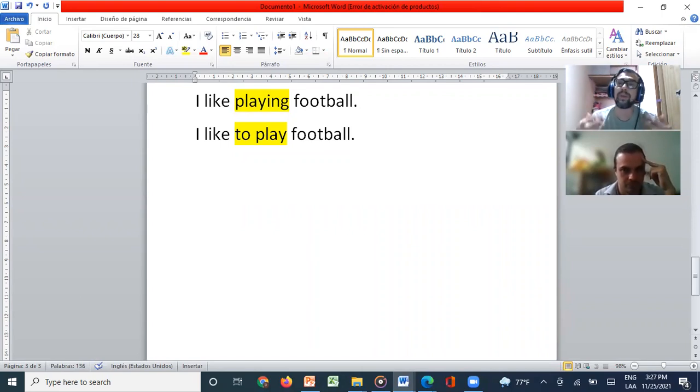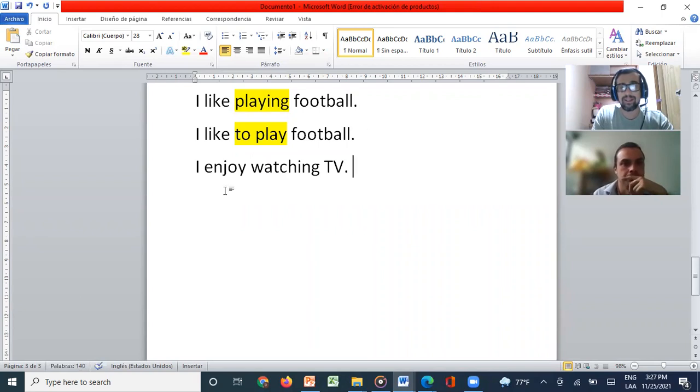For example, with the verb enjoy, I can only use gerunds, right? So for example, I enjoy watching TV. In this case, the verb is enjoy, and watching is the gerund. "Yo disfruto ver televisión", so in that case, this is not viendo, right? So we need to be careful with that.